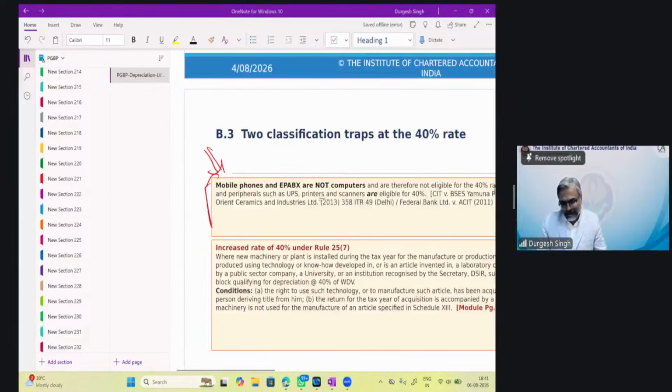Indeed. That exactly is the point. Muskan, perfect. Very good. And that exactly is the point, students. It's a 10%. This is where I told you, read the provision carefully.